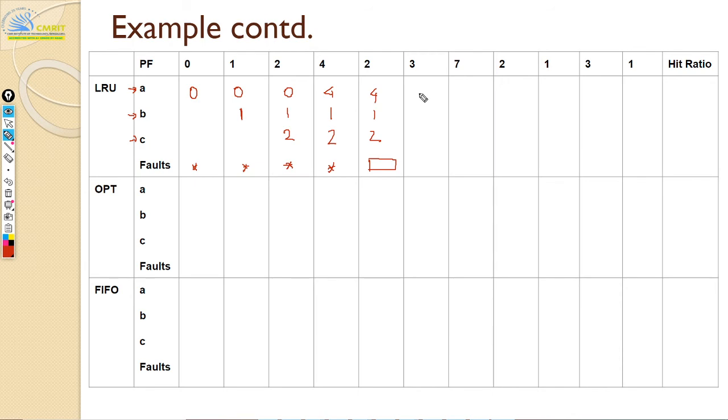So 4, 3, 2, and it's a fault. You're replacing 1 with 3. The other two are going to stay intact. One was the least recently used, so this is going to be a fault. Thank you, Sugyan.